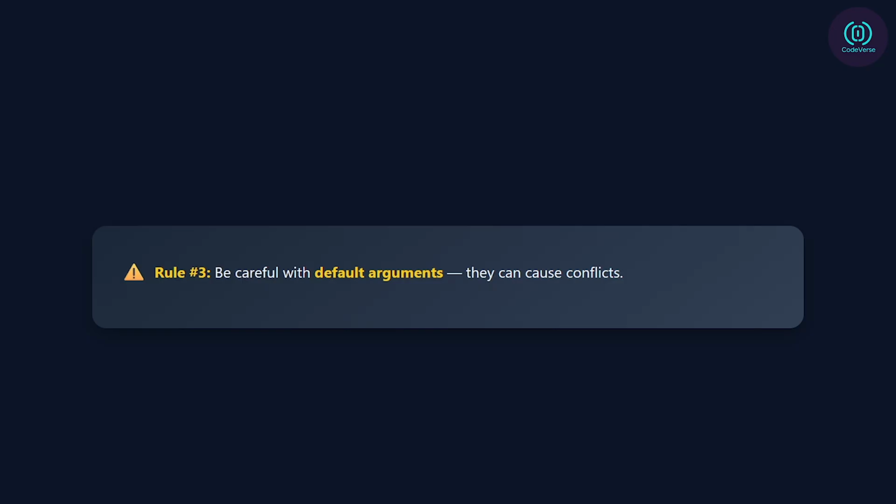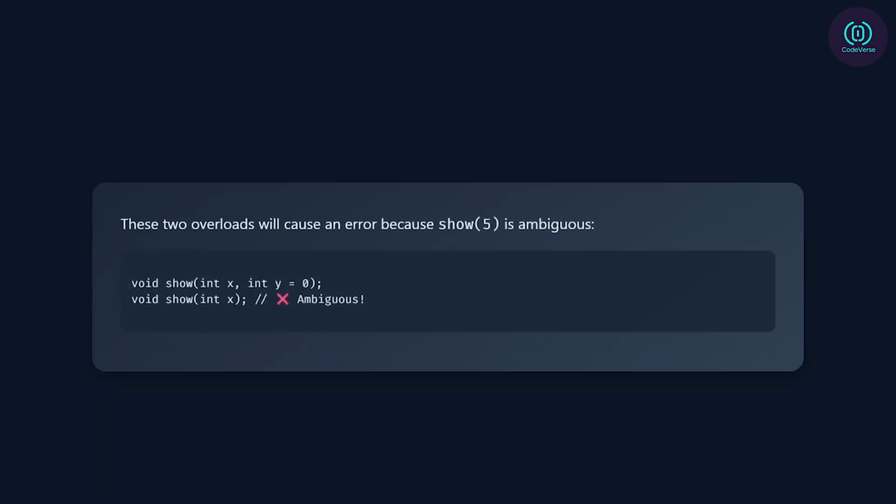Default parameters can make overloads ambiguous if you're not cautious. For example, void show(int x, int y = 0) and void show(int x) is ambiguous. If you call show(5), which version should the compiler choose? It can't tell, and you'll get a compilation error. So if you're using default parameters, make sure they don't overlap with your overloads.